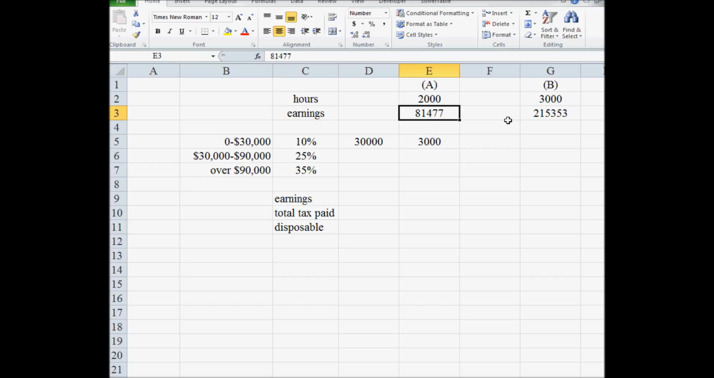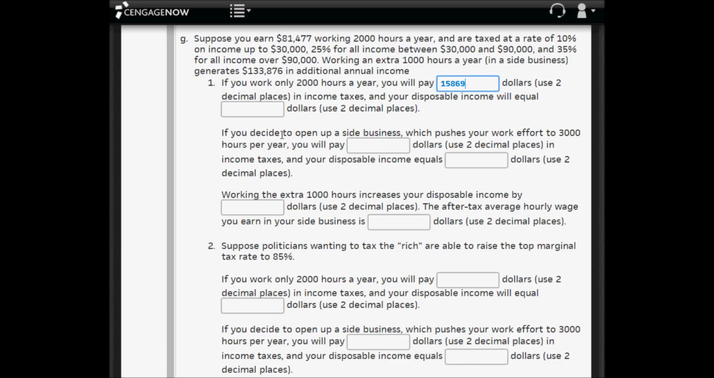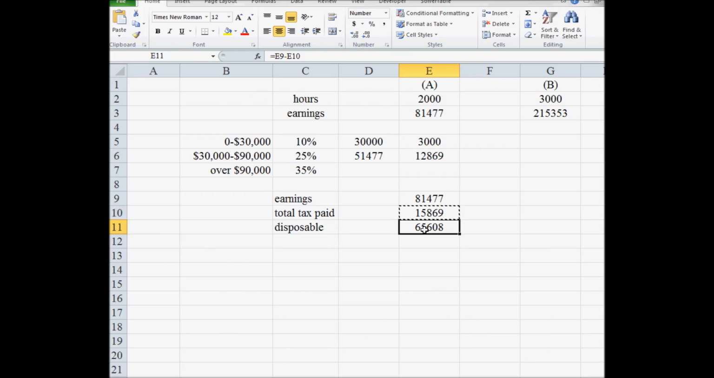Now, since $81,477 is less than 90, I have to subtract 30,000 from this value. So in the last $51,477 earned, you pay $12,869 in tax. So your total taxes paid are $15,869, and your disposable income is $65,608. So I'm going to copy in your total taxes paid, and I'm going to copy in your disposable income.